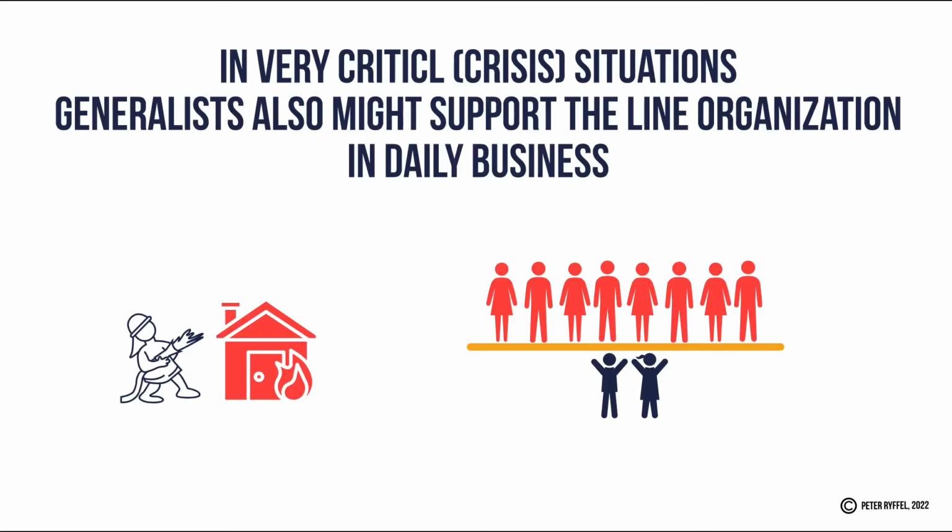The pi-shaped generalists might take over an additional role. It's the role of a firefighter. In very critical situations, such as crisis or unexpected operational peak times, pi-shaped generalists might have to support the line organization in running the daily business, or they might have to support to resolve unexpected operational issues.